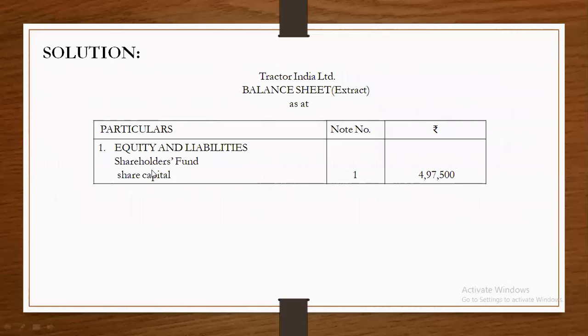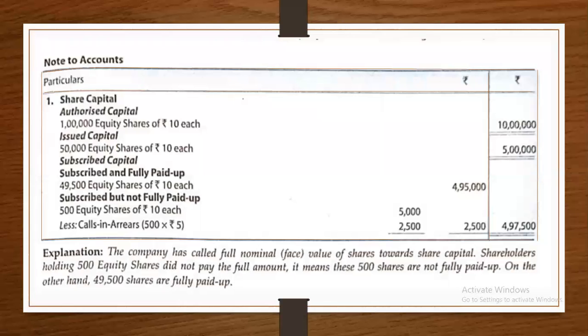So see, here is the balance sheet. The name of the part is equity and liability. Head is shareholder fund. Subhead is share capital. Note number 1. This will be 4,97,500. Students, look towards the notes to accounts.